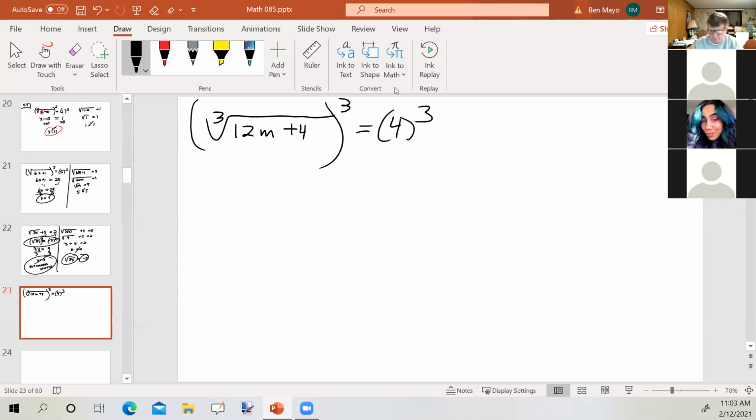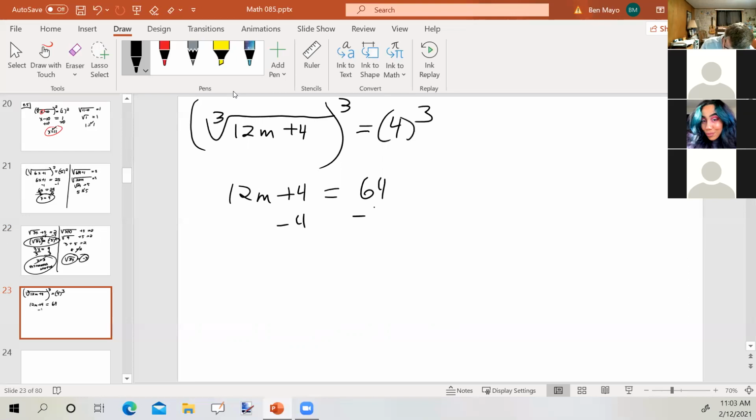So we put the entire equation to the power of whatever the index is, because you've got to undo the index. If that had been a 4, we'd have raised both sides to the 4th power. A 6, both sides to the 6th power. But in this case, it's a 3, so we're going to cube it. On the left side, we get 12m plus 4. On the right side, we get, what is that, 64?